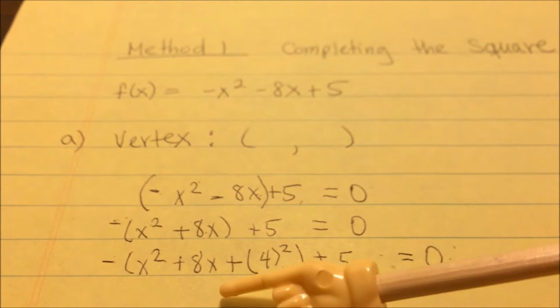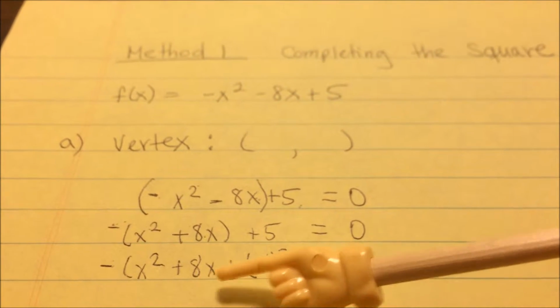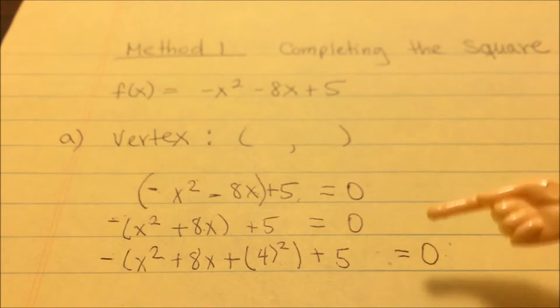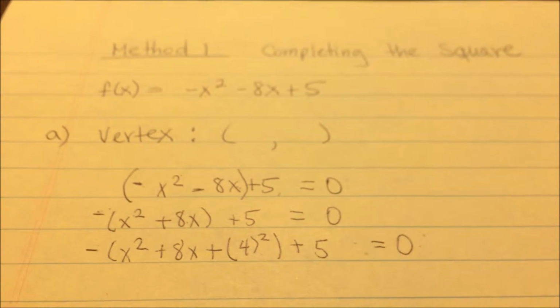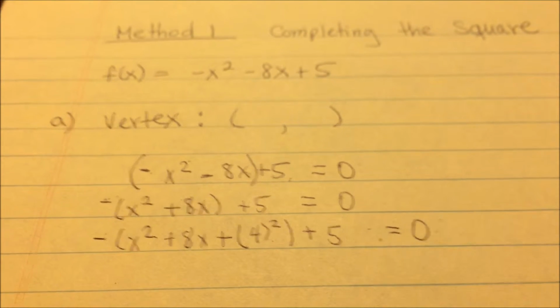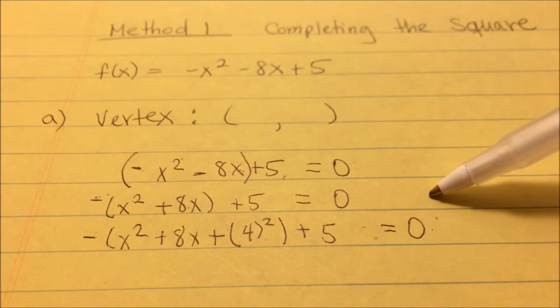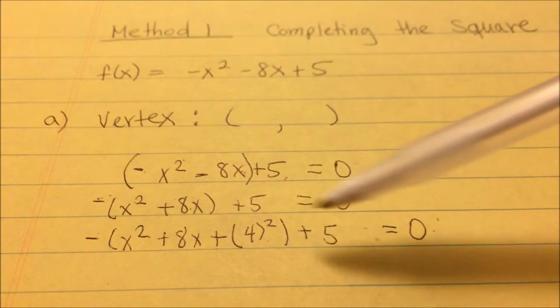So I took the 8 right here. Half of 8 is 4. We're going to go 4 squared right here. Now, on this one, I also need to put that 4 squared. Remember, on the other one, on 3.2, we put it on the other side of the equal sign, and we just balanced it by doing the same sign.